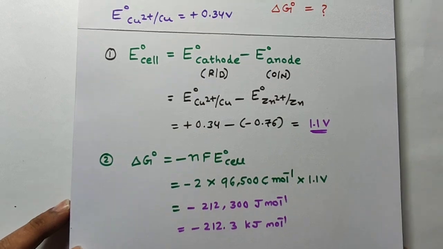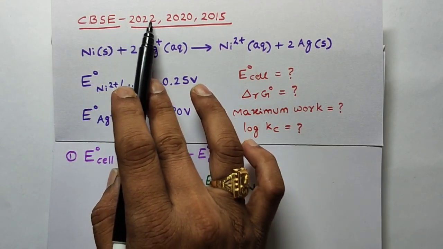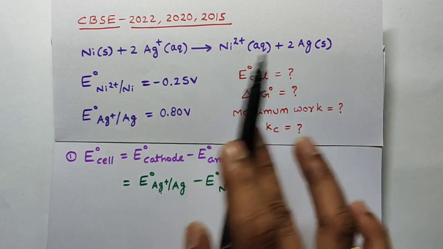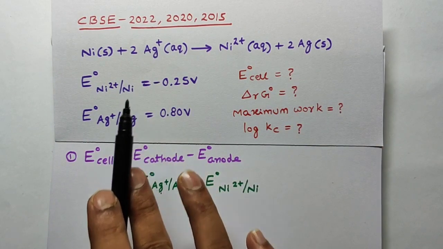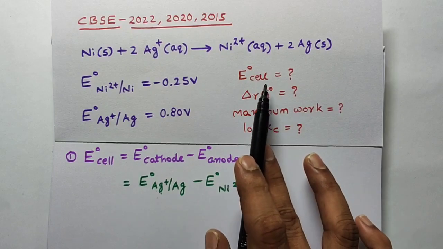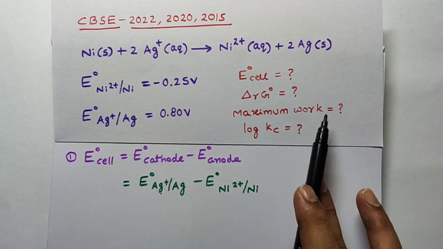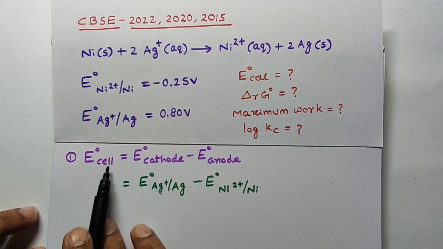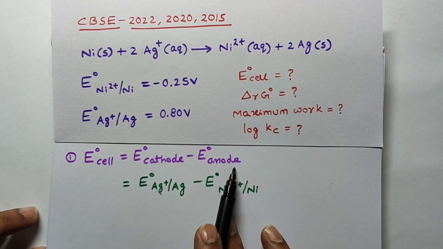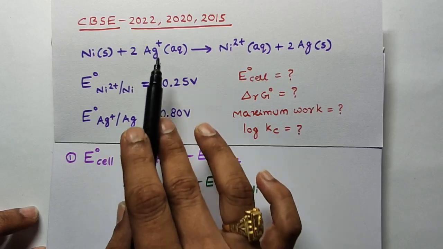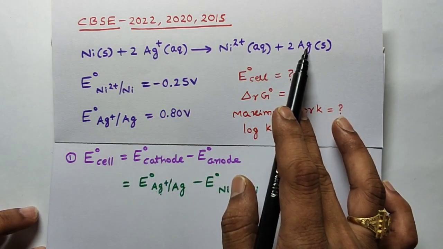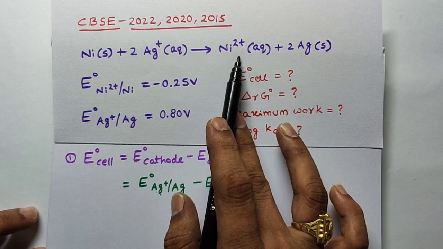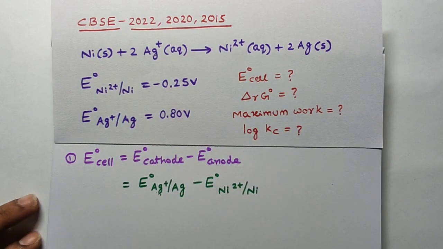Got it, right? Next question, CBSE 2022, 2020, 2015. Here one cell reaction is given and standard reduction potentials of nickel and silver are given. We have to find out E naught cell, delta G naught, maximum work and log Kc. K indicates equilibrium constant. First, E naught cell formula, E naught cathode minus E naught anode. Right. So here Ag plus converts into Ag, undergoes reduction, you can take as a cathode. Ni converts into Ni2 plus, undergoes oxidation, you can take as an anode.